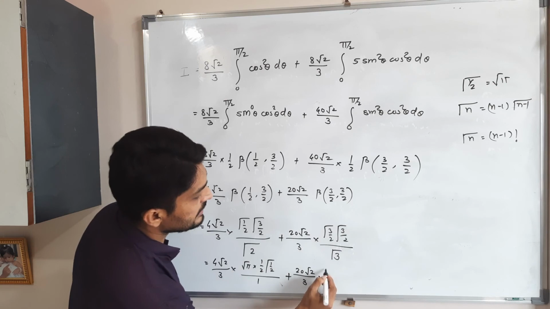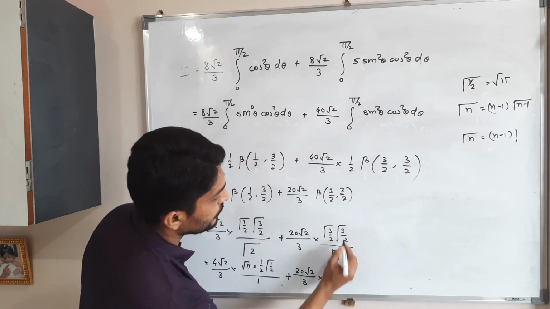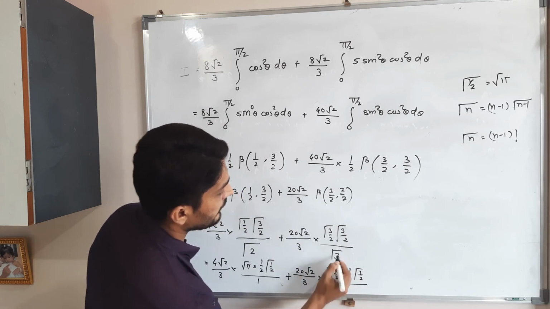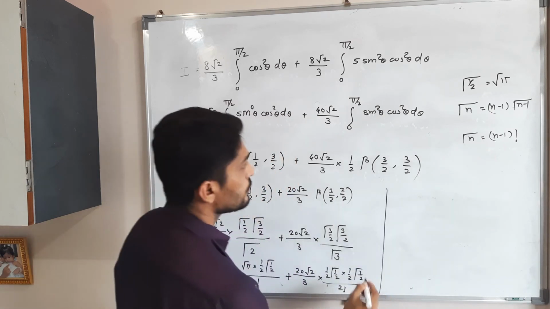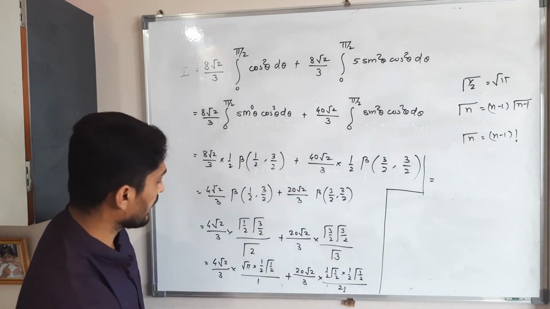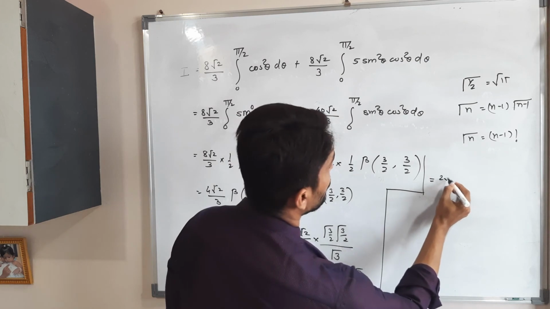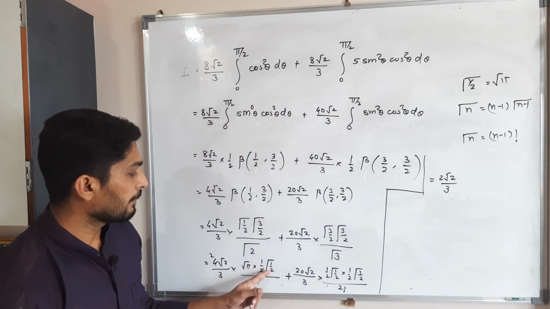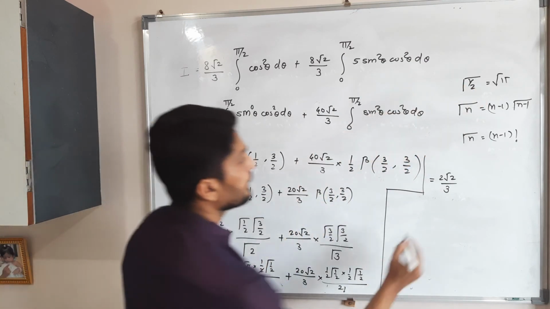Gamma 3 by 2 means, using the second formula, 1 by 2 gamma 1 by 2. Gamma 3 by 2 means again 1 by 2 gamma 1 by 2, and gamma 3 means 2 factorial using the last formula. We don't have space, so I am writing here. So this is equal to, what will happen? This 2 will get cancelled. So what will you have? 2 root 2 by 3 gamma 1 by 2. What is the value of gamma 1 by 2? Root pi. So root pi into root pi, pi.